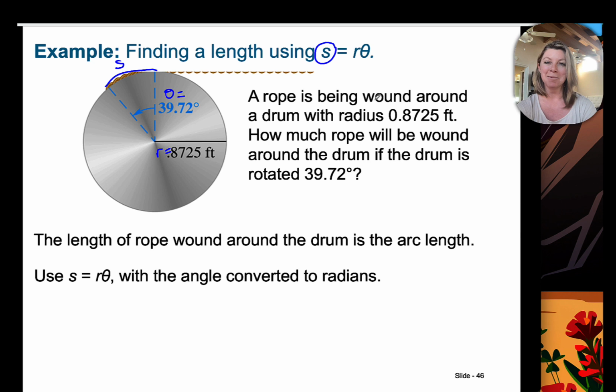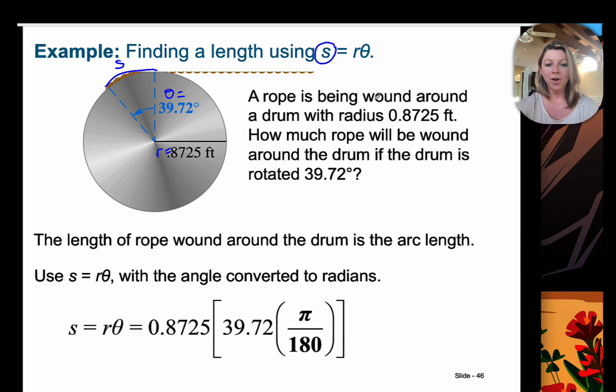This is just what we were talking about, but here it is written up nicely with the angle converted to radians. Okay, so we're going to plug in our R, 0.8725. We're going to plug in our theta, 39.72, but we're going to multiply that by pi over 180 degrees. You can do this separately if you want to. If you want to do this first, converting the 39.72 degrees into radians, you can do that first and then come back to the formula, or you can do your conversion right here in the formula. Okay, either way, these degrees are going to cancel.